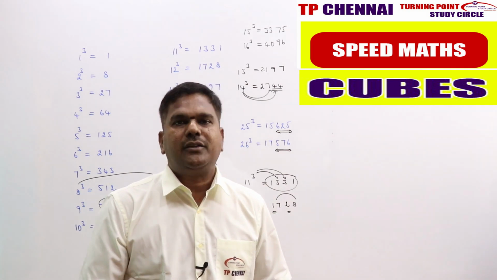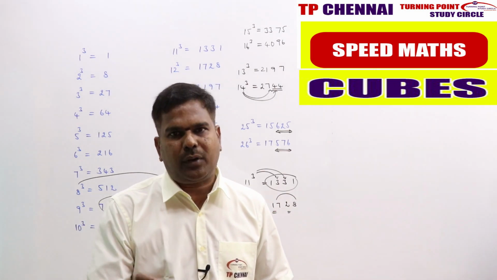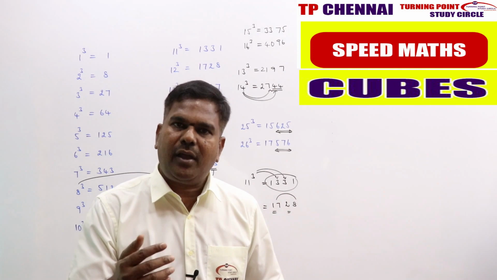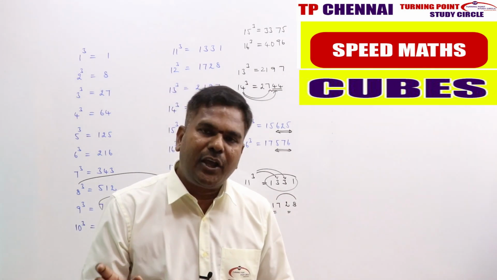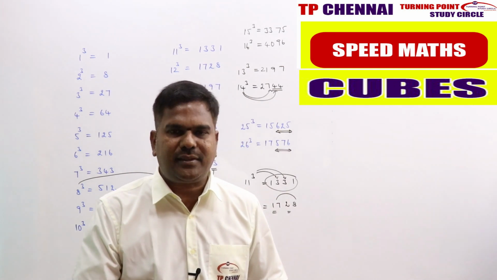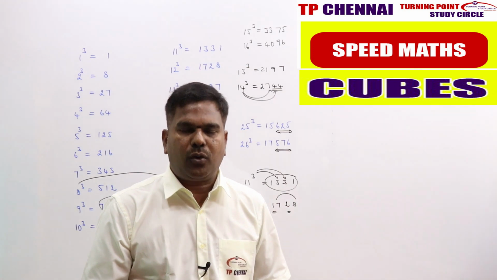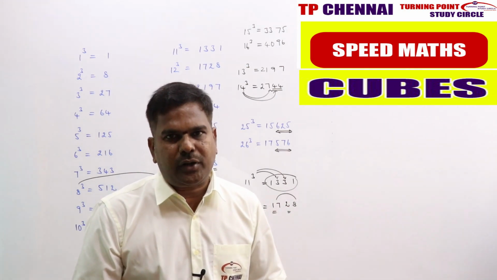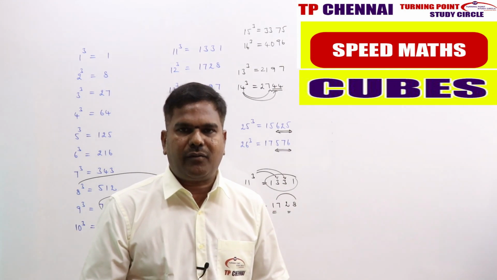In 25 cube, the last three digits will be 25 square, that is 625. The first two digits will be 15. 15625. And 26 cube: the last three digits, it's not 26 square, it is 24 square, that is 576. The first two digits will be 17. 17576. So 25 cube is 15625 and 26 cube is 17576. Hope you are clear.